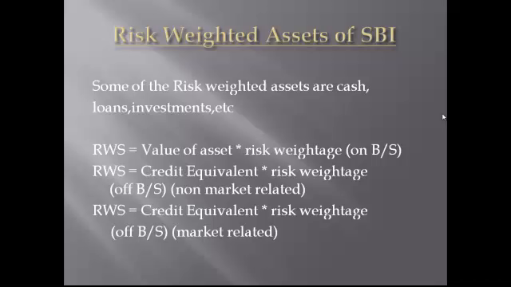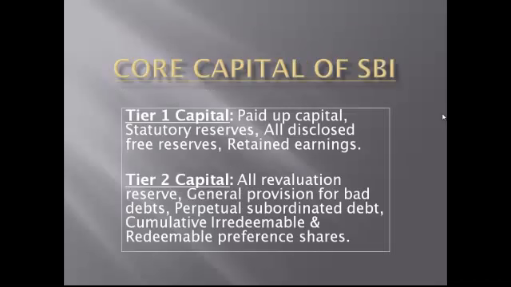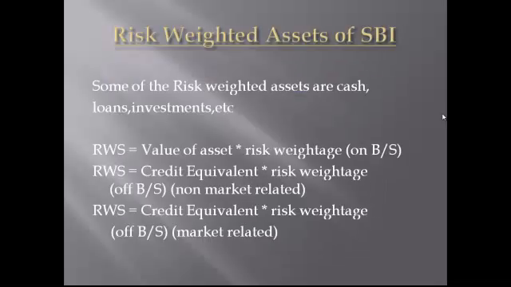As my friend said, capital adequacy ratio deals with both core capital as well as risk-weighted assets. Now, some of the risk-weighted assets of SBI Bank are cash, loans, investment, etc. Now, SBI can calculate capital adequacy ratio in two ways, that's on-balance sheet and off-balance sheet.